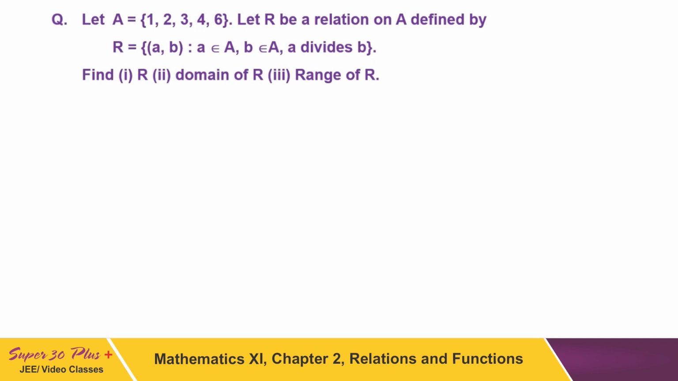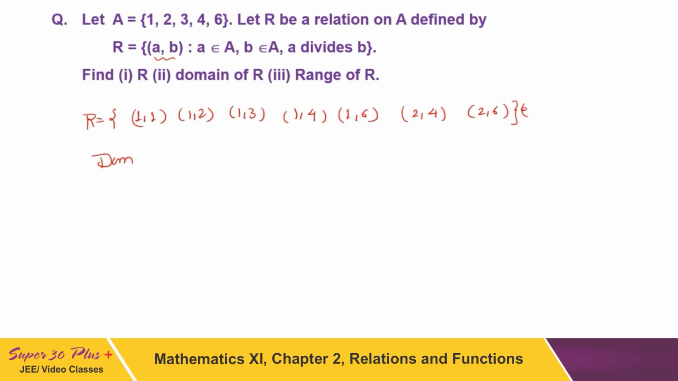Students, let's see one more example. Set A is given here, and the relation is defined from set A such that (a, b), a divides b. Then find the domain and range. If a divides b, then what is the relation? The relation will be (1, 1), (1, 2), (1, 3), (1, 4), (1, 6), (2, 4), (2, 6). This is the relation.